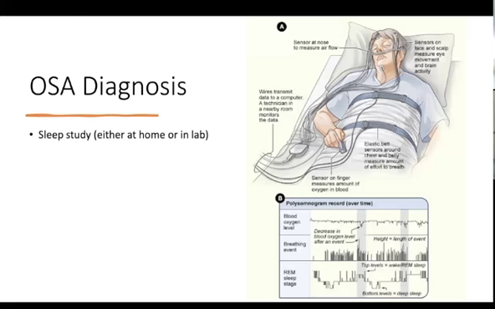The other big barrier with sleep apnea is a lot of people just don't like the way the masks feel.